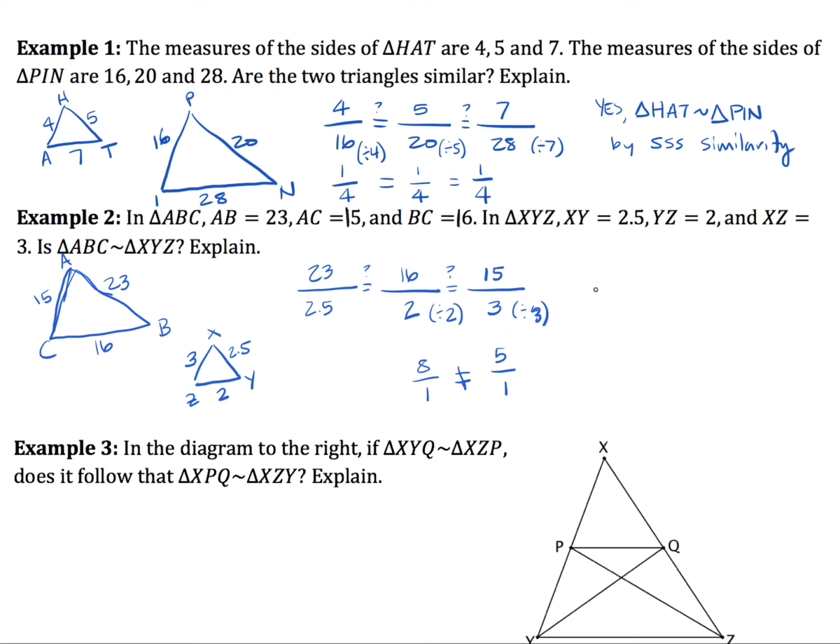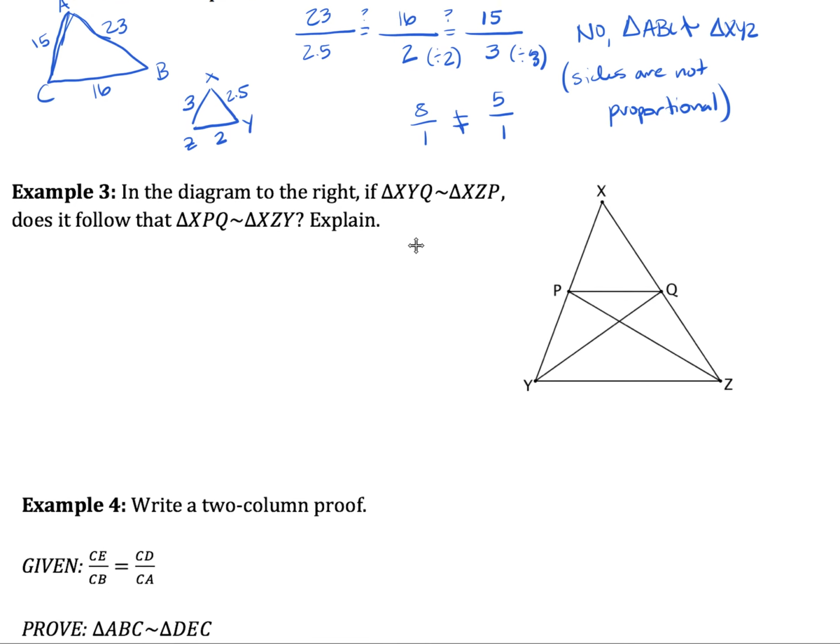And so that tells me right away that no, triangle ABC is not similar to triangle XYZ because the sides are not proportional. And remember, by the definition of similar polygons, if 2 polygons are similar, their sides have to be proportional. I know right now that these sides are not proportional, so that is enough to say that these 2 triangles are not similar. Now let's move on to this third example here.